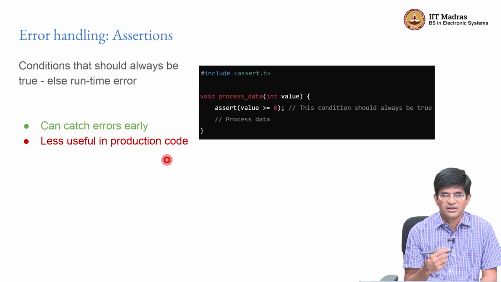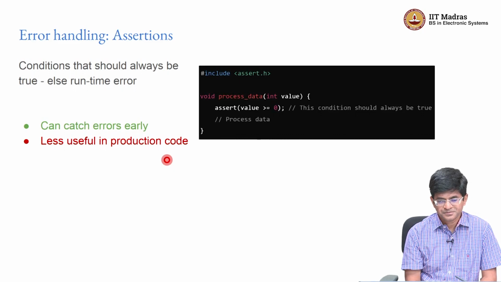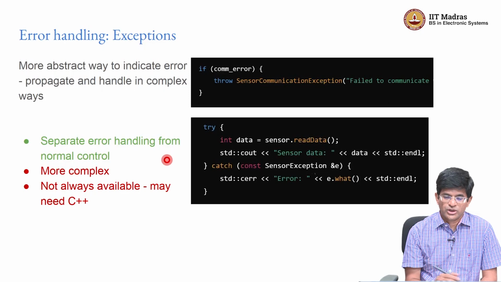However, that also means that you don't really want to put it in production code. Production code meaning that once you are actually deploying it out in the field, because if a program just crashes, it doesn't matter what the error message was. As far as the end user is concerned, they can't be sitting there, debugging and finding out what's wrong with the system. Okay?